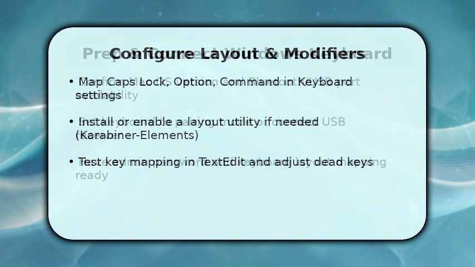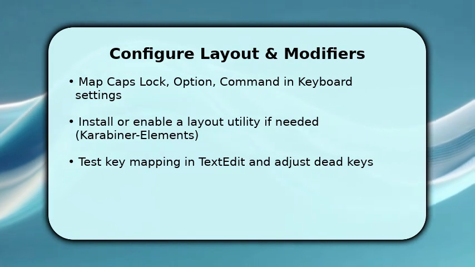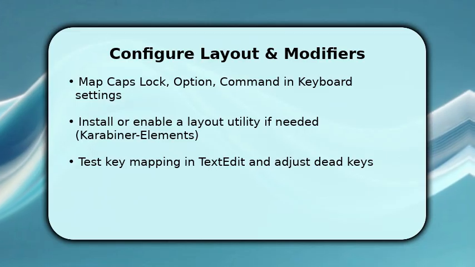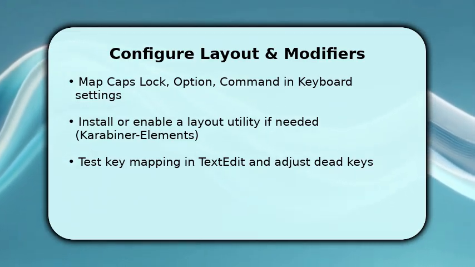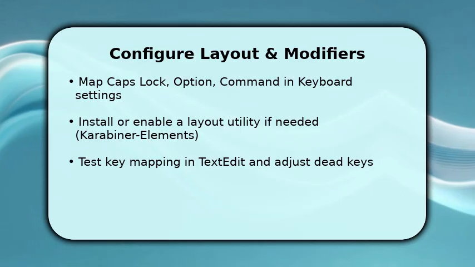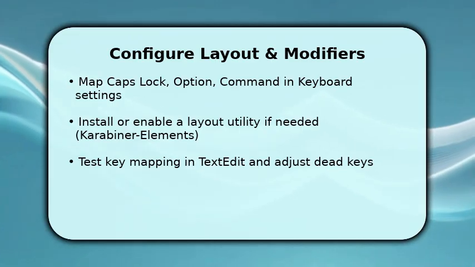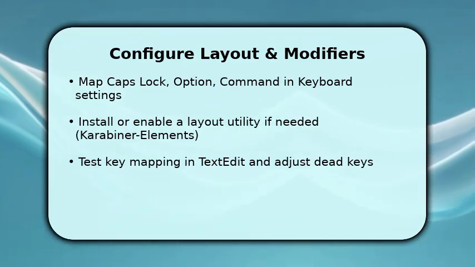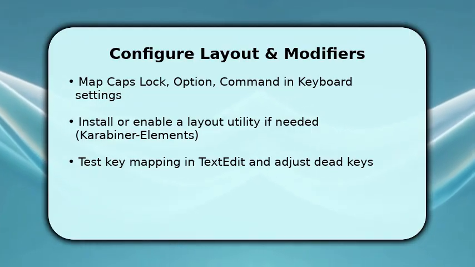Now you'll map keys so the Windows layout makes sense on Mac OS. Open keyboard settings and swap Option and Command if you prefer the Mac order. If you need advanced remapping, install Carabiner Elements and add simple modifications for Control, Alt, and Win keys. Test in Text Edit and adjust for dead keys or international characters. Once the layout matches your muscle memory, save the profile. Make sure to enable the remapping utility at login so changes persist.